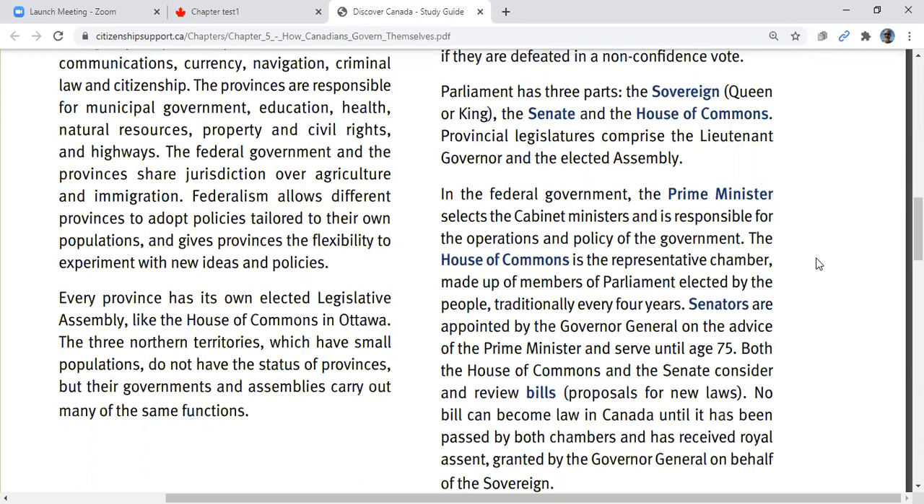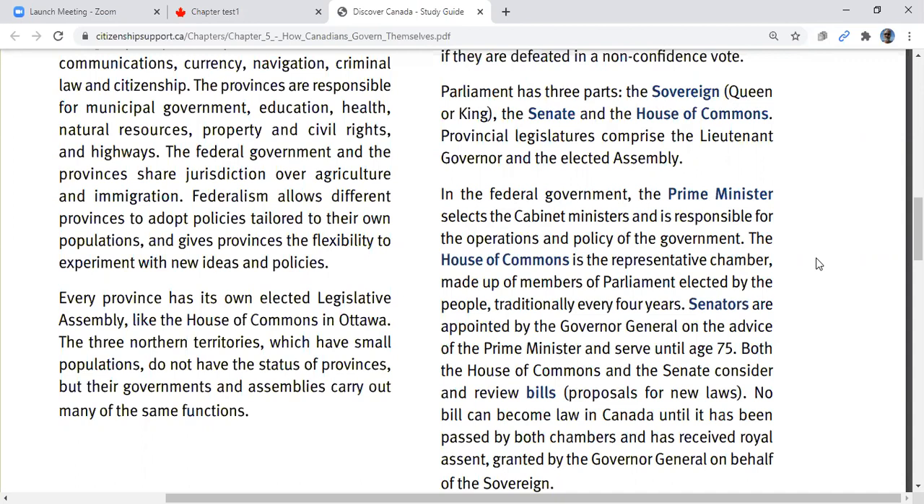Does anybody remember the name of the 3 Northern Territories? We have 10 provinces and 3 territories. Does anybody remember the names? Nunavut. Nunavut, good. Yukon, good. And the third one? Northwest Territories. Yeah, very good, excellent. So Nunavut, Yukon, and Northwest Territories. Those are the names of the 3 territories we have in Canada.